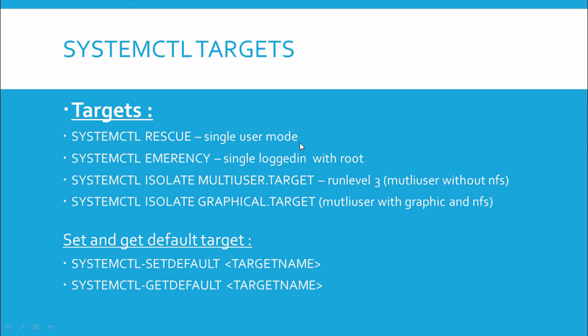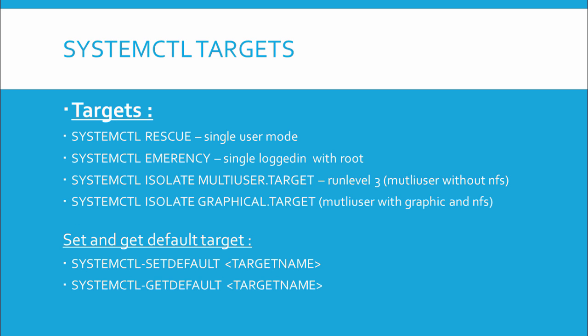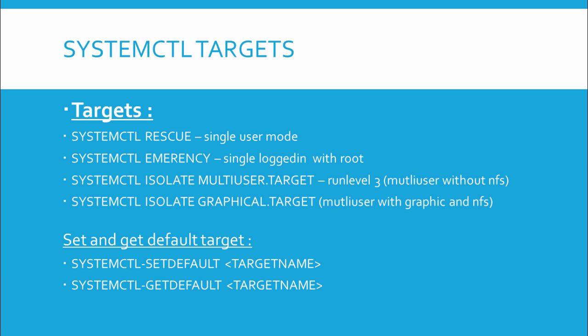In targets, systemctl rescue is a single user mode, which we had in run level 1, where one user can log in on a single terminal. Next we have systemctl emergency mode, which is also single user mode, but root will automatically get logged in, or you need to log in with root. Systemctl isolate multi-user.target is nothing but run level 3, where multiple users can log in without NFS.